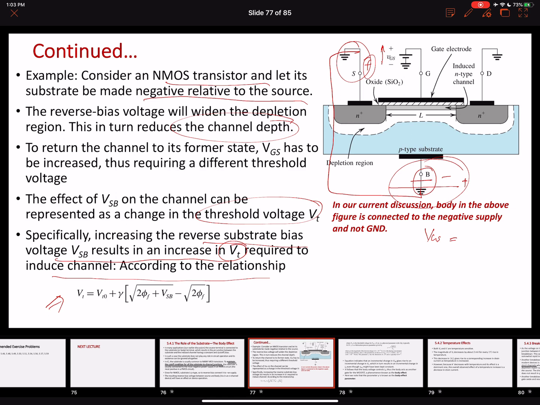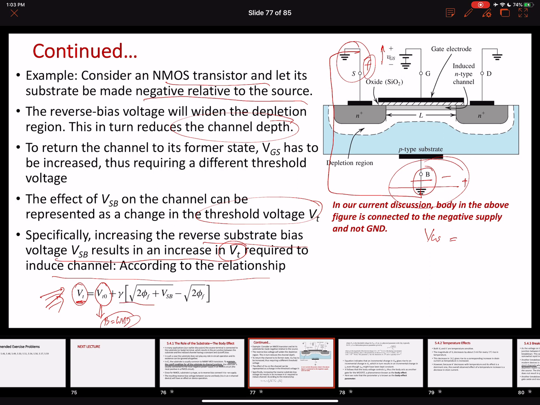That was true when the body was connected to the source and grounded. Now when we connect the body terminal and make it negative relative to the source, we are going to require more gate to source voltage to induce a channel. So thereby it will end up changing the threshold value. The required threshold value with the body connected to the negative supply for an NMOS will be represented by this equation, in which VT is the threshold value that we need to overcome to induce a channel. VT0 is assuming the body is grounded.